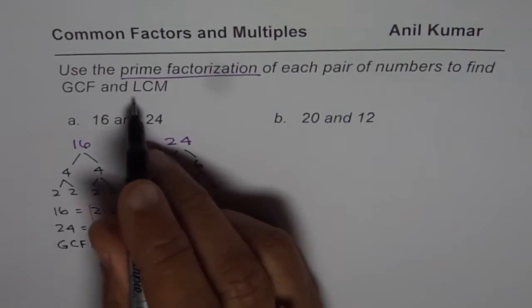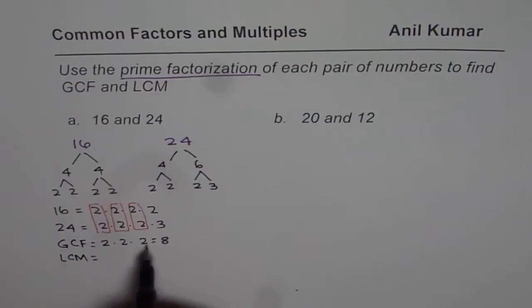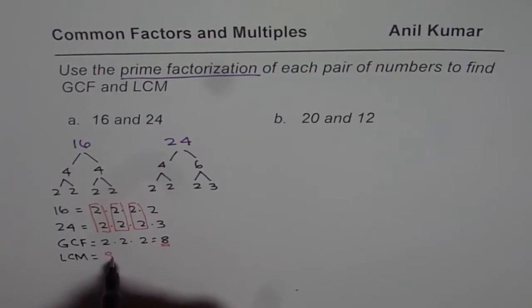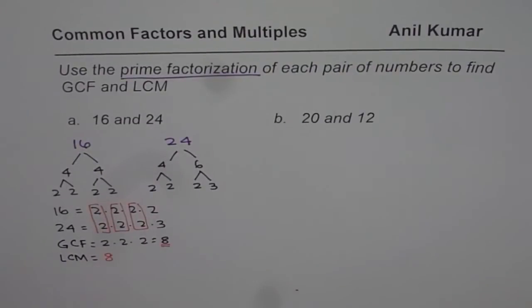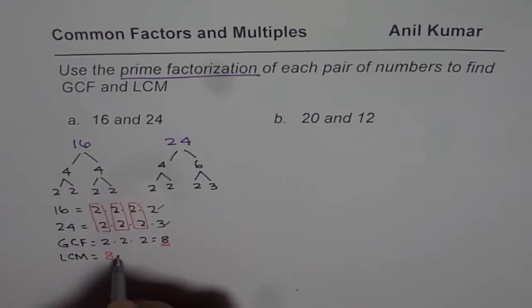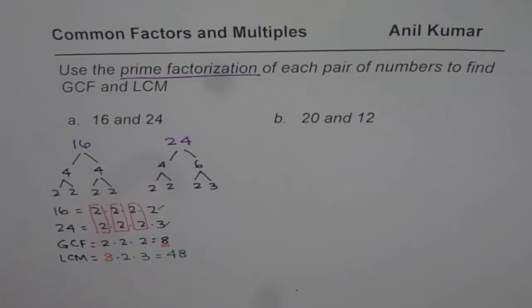Now, let us find the least common multiple. Least common multiple is higher than the greatest common factor. So what you can do is begin with the greatest common factor, which is the number 8, and multiply the other numbers which were not used so far, so 2 and 3. So we'll times it with 2 and then with 3, and we get our answer. You can use a calculator also. 2 times 3 is 6, 6 times 8 is 48. So 48 becomes the least common multiple.